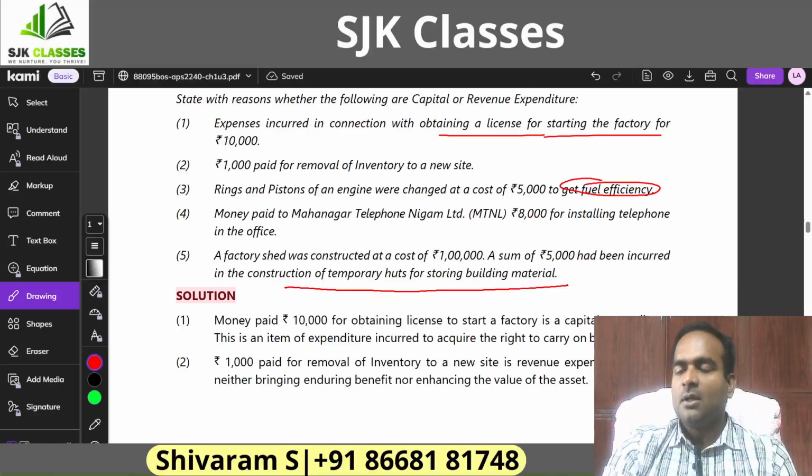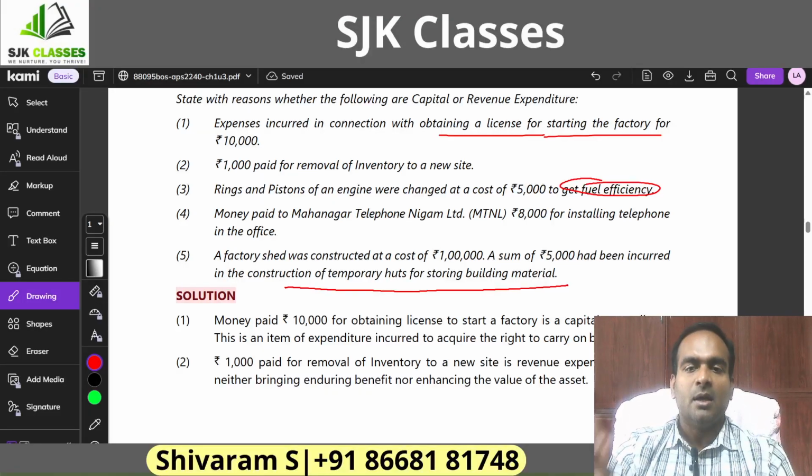So what happens? For bringing the asset to a usable condition, I need to have this hut. Without this, where can I store the material? I can't keep it on the roadside. So this 5,000 will help us to bring the asset to a usable condition. Hence, this will be called a capital expenditure. That's our answer. It's quite a straightforward one.